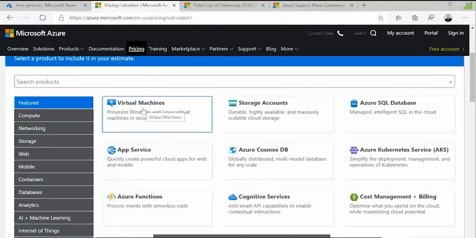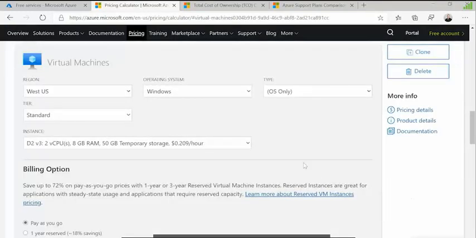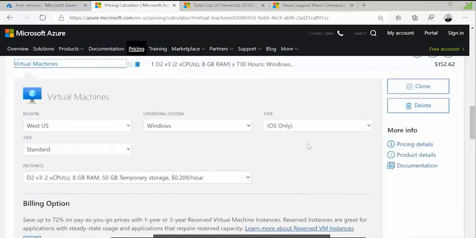Now folks, if you're going to build something in Azure, I'm willing to bet somebody's going to ask you, how much is this going to cost me? Well, you're going to have to know how to use the calculator. So here I am in the calculator. I'm just going to go into virtual machines, and it's going to add it to my calculator here. Pay attention to this little number. Right now we're at $152.62 a month for this virtual machine, which is a D2 V3 virtual machine.